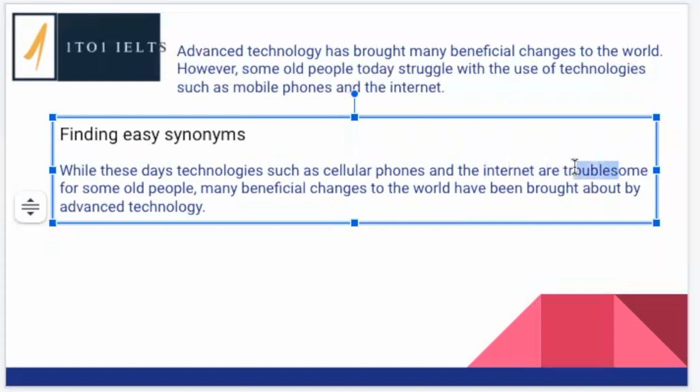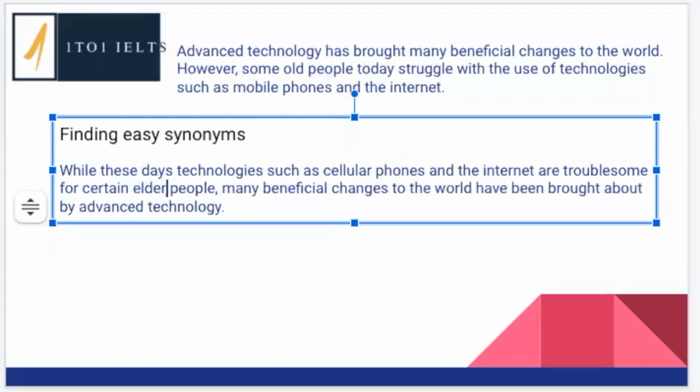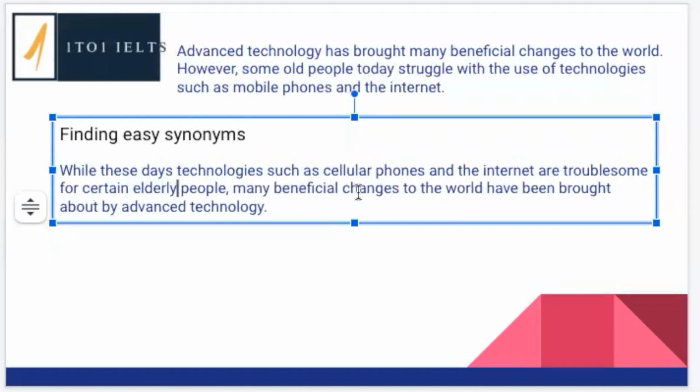Here, are troublesome. Well, are troublesome is already a synonym for they struggle with, so we don't have to worry here. For some, well, we know some is very easy to find a synonym for. We could use certain, or a number of would be good. Old people, we can maybe use elderly people. Many beneficial changes. Beneficial, I think we could have positive, and many is another word that's easy to find synonyms for, a lot of. To the world is a world, so we don't need to paraphrase this.